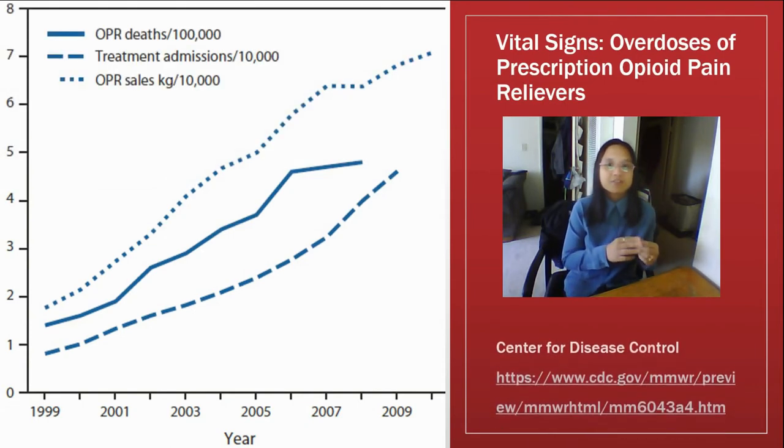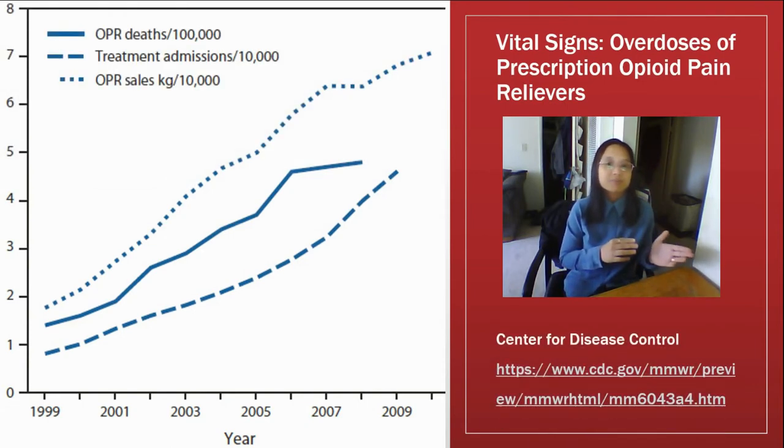This chart shows the rates of both opioid prescription sales and deaths, and they've both been increasing in recent years. Deaths are currently in the tens of thousands, as indicated by the Center for Disease Control.